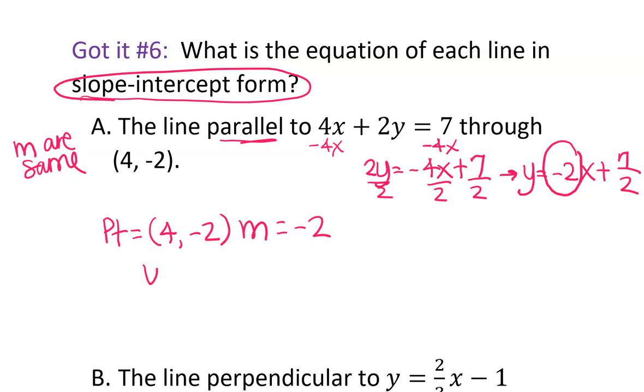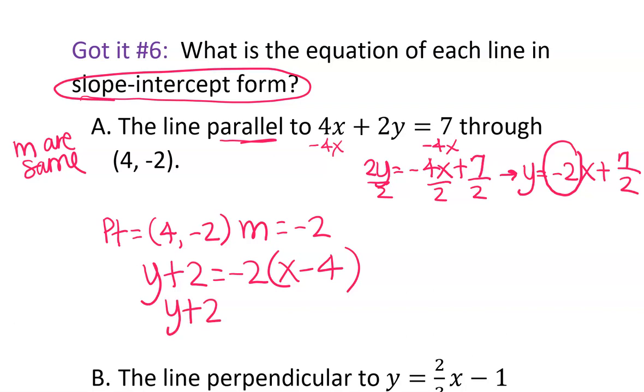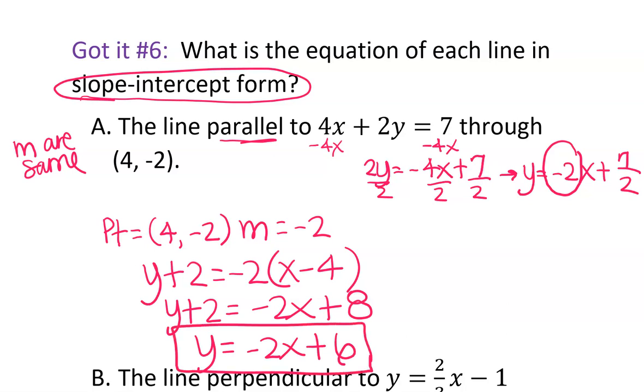So y minus a -2, which becomes plus 2, equals my slope times x minus 4. We want slope-intercept form, so we need to solve for y. So let's get rid of the parentheses on the right and subtract 2. Okay, so my new equation is y equals -2x plus 6.